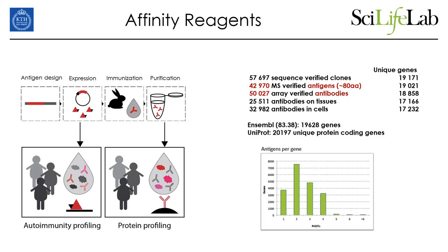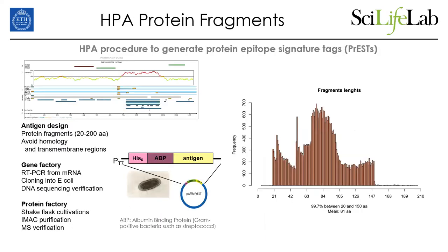And in the autoimmunity profiling facility, we use the antigens for autoimmunity profiling. In Nilsson Lab as a whole, we also use antibodies for protein profiling, etc. So these antigens then, they have been designed so that they should be protein fragments of about 20 to 200 amino acids. They should have a low homology to the rest of the proteins or the rest of the genes. They avoid transmembrane regions and signal peptides and so on.